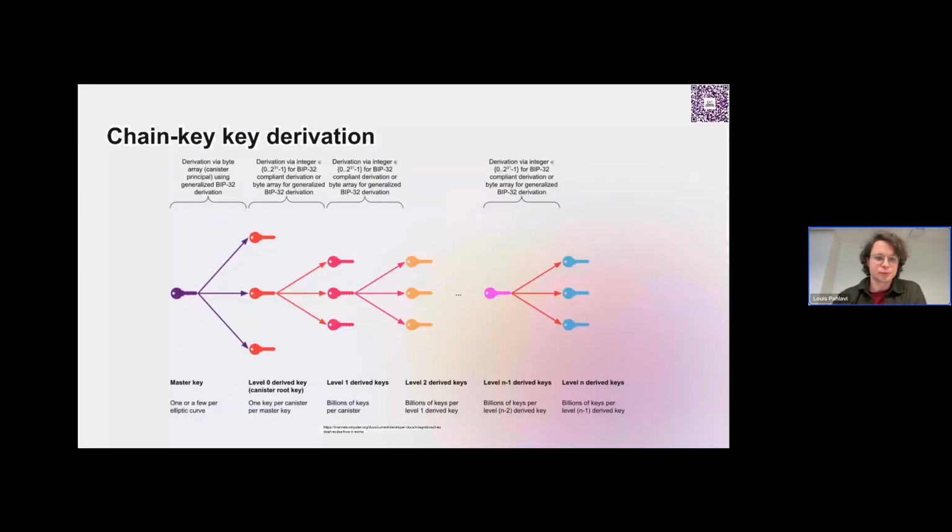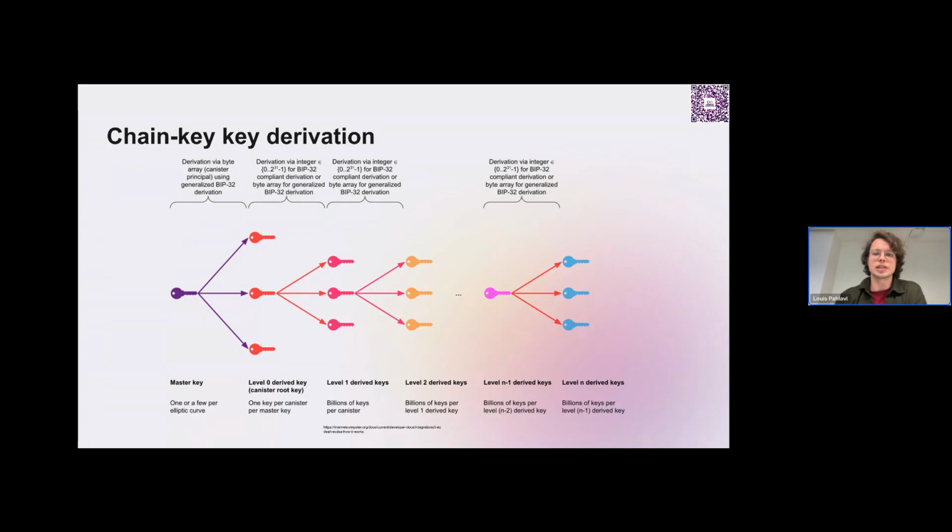So here, a little bit more in detail. What's also very important is that canisters can actually control their own key pairs based on their principal ID. The principal ID is essentially the unique identifier of a canister, but also of other users on the ICP. And this is done through chain key derivation.